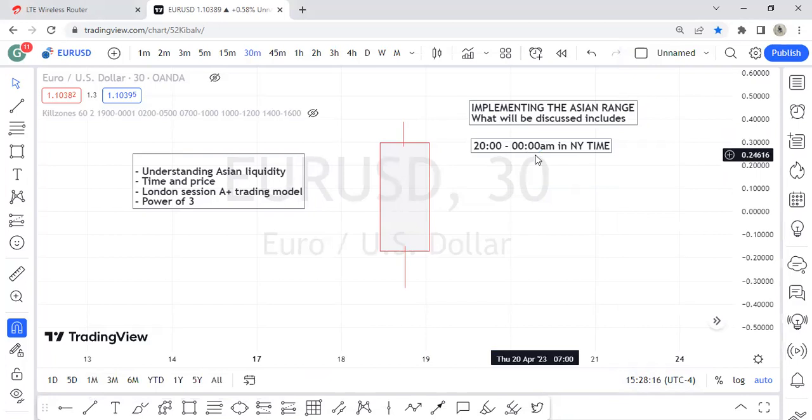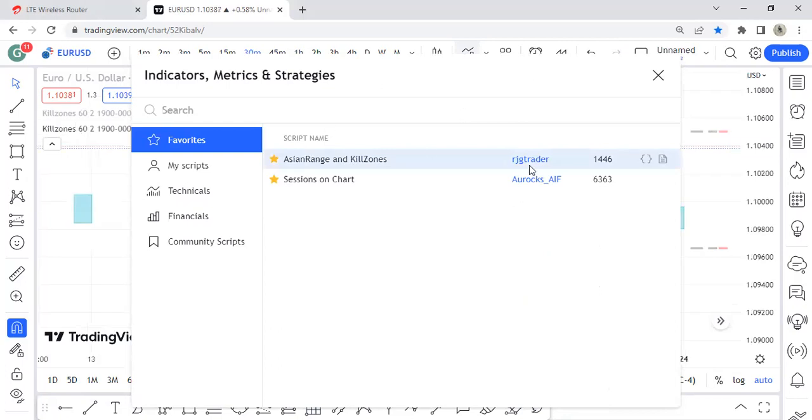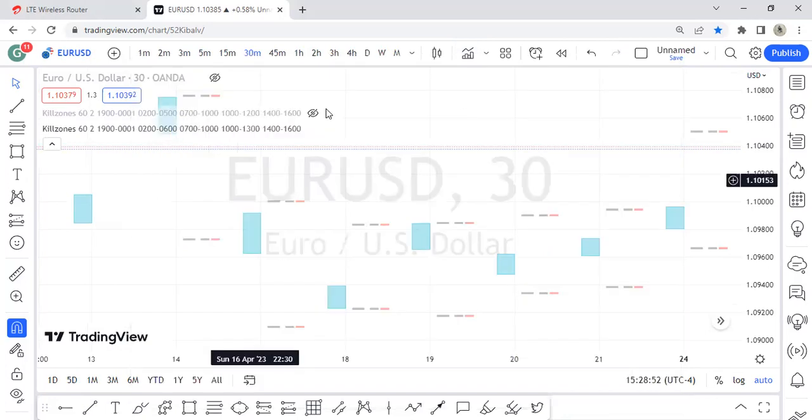To make it easier, there's an indicator that can help you do that. It's called Key Zones. You come to this tab, click on indicators, and then type in Key Zones. Asian Range and Key Zones, this one. You just click on it and it will appear. So you click on Asian Range and Key Zones by RJK Trader, and it will appear on your chart to make it easier for you.